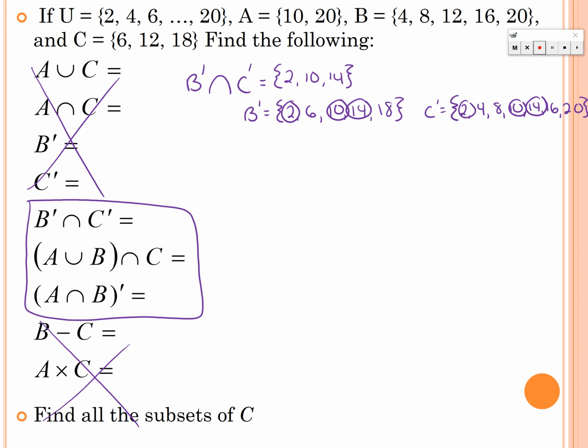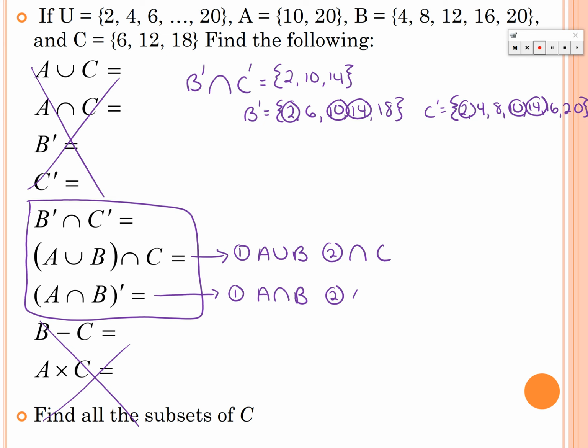For the other two, we're running a little short on time, so for these other two, your first step would be the parentheses. Then your intersection. First step for this one, do your intersection, then the complement. So just kind of an order of operations for you.